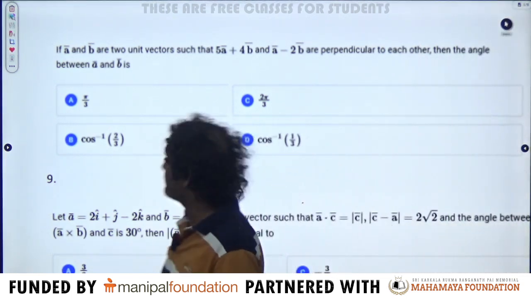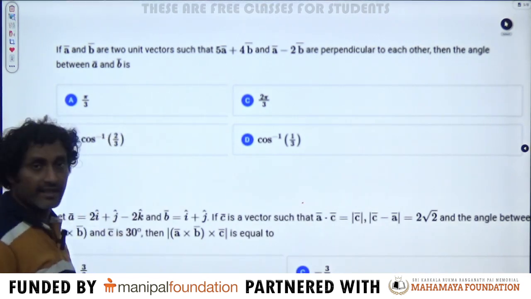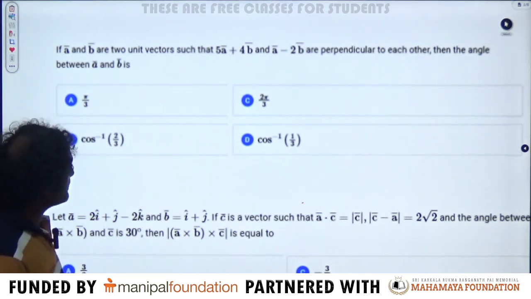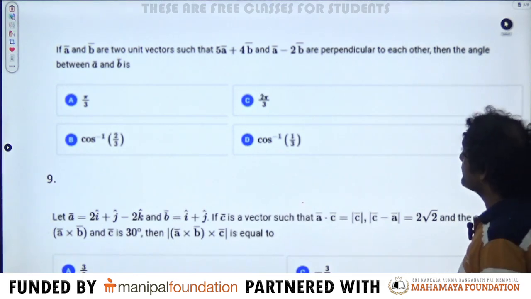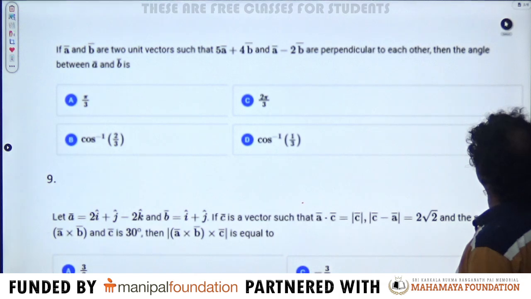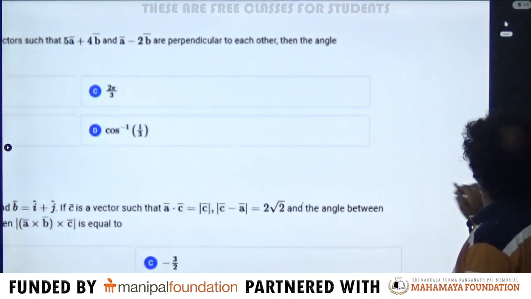A and B are two unit vectors such that 5a vector plus 4b vector and 2a vector minus 2b vector are perpendicular to each other. Find the angle between a and b. That's all they want. Okay.